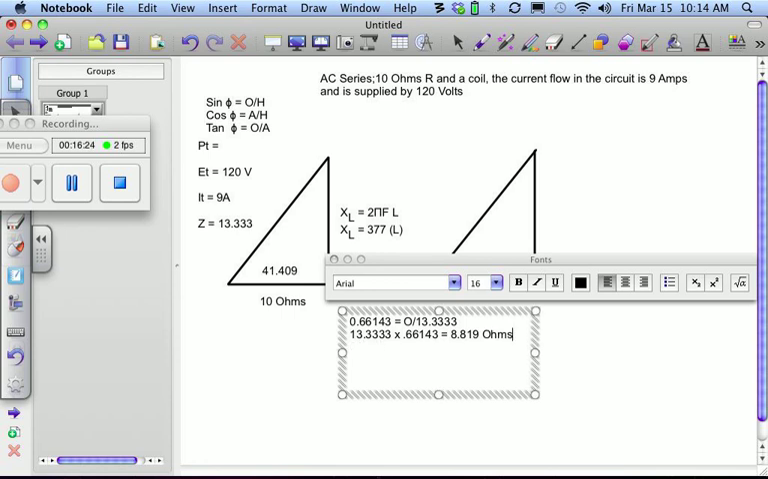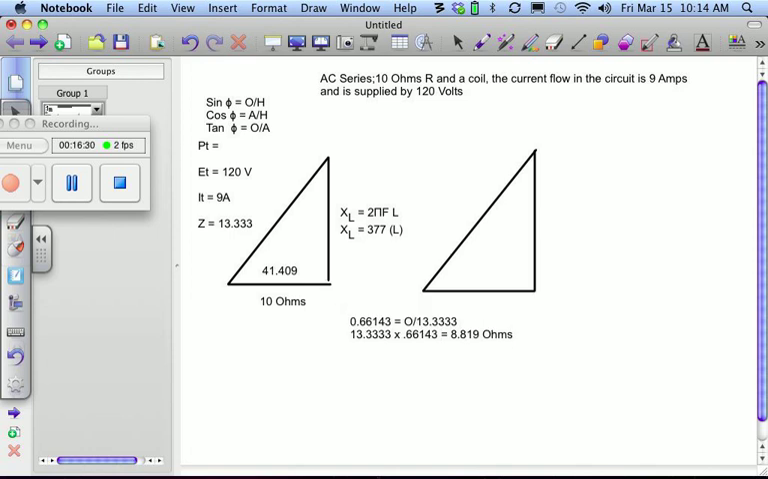Now, why is that important? Because now, what does it say? It says find the X sub L. What's the reactance of the coil? What is the phase angle? We already know the phase angle. The cosine of 41.409. If you just divide 10 by 13.33, what do we get? Cosine of 41.4074 is 75% on the money, right?